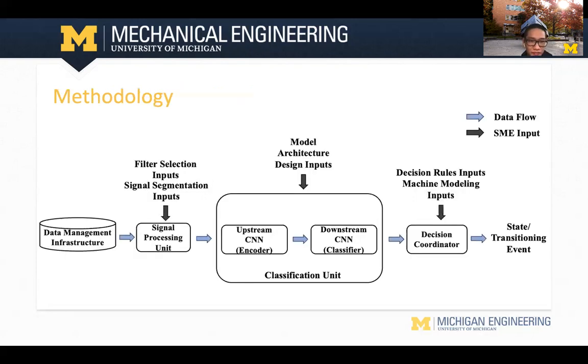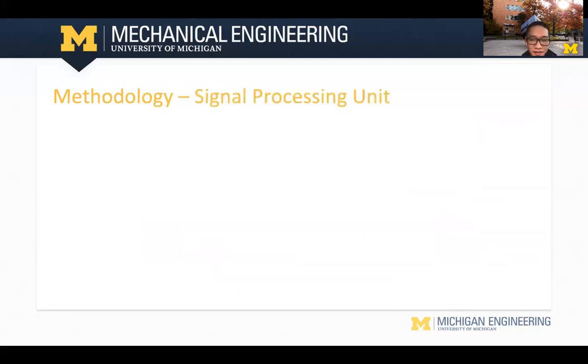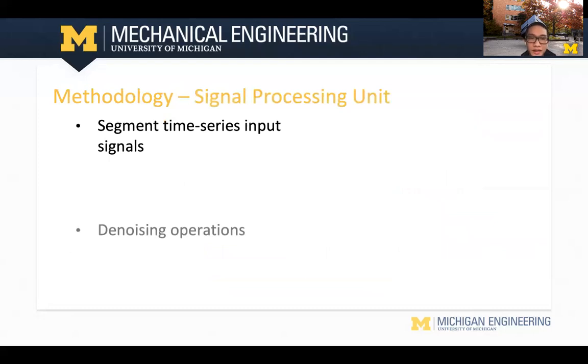So let's dive into our methodology. There are three main components in our framework. The first one is the signal processing unit, and the second one is the classification unit. And lastly, we have the decision coordinator, which mainly performs error checking. Now let's take a look at the signal processing unit first. There are two major functions of the signal processing unit. The first one is to segment the time series signal input, and the second one is to perform the denoising operation.